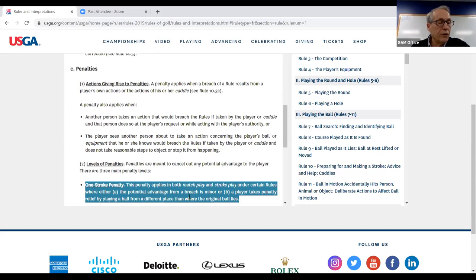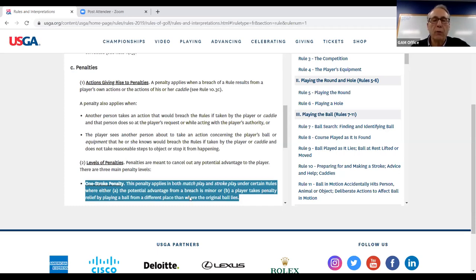The same situation, the same penalty would be applied to the player if the player observes somebody else taking an action that he knows would be a breach of the rule. That player is not going to be absolved. If the player knowingly allows that to happen, the player needs to take reasonable steps to stop that from happening. Otherwise, that player would be penalized.